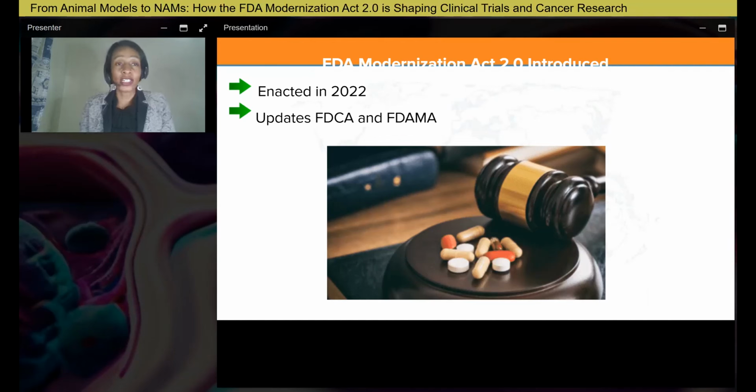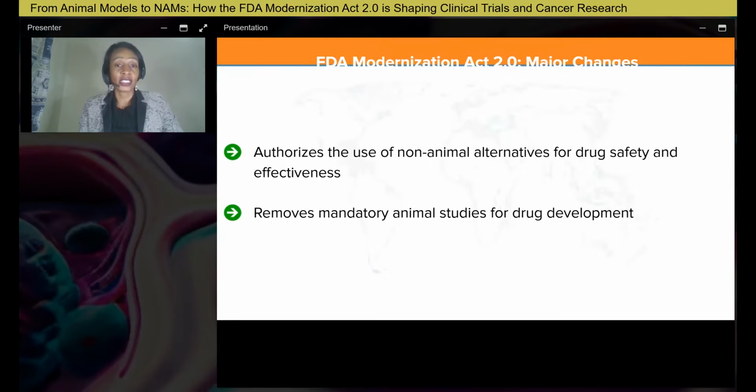So these concerns are what led to the updates in the current Modernization Act, which is 2.0. This act was enacted in the year 2022, and it updates the need for mandatory animal testing in the preclinical phase which were introduced by the Food, Drug, and Cosmetic Act of 1938 and later reaffirmed by the Modernization Act 1.0. While this new act acknowledges that animal testing has been foundational, new validated animal alternatives are now recognized as alternative pathways for testing drug safety and toxicity.